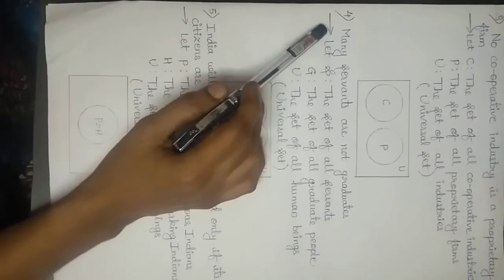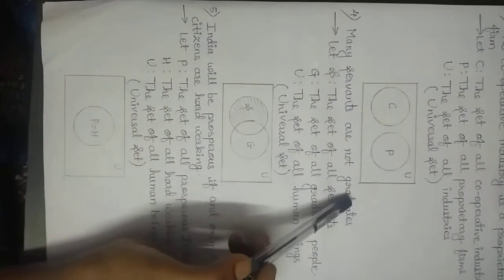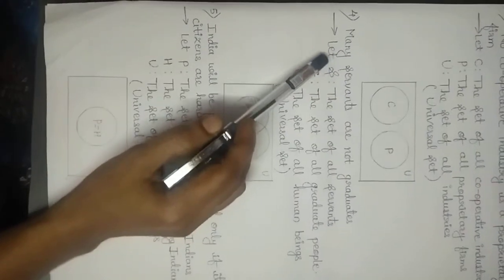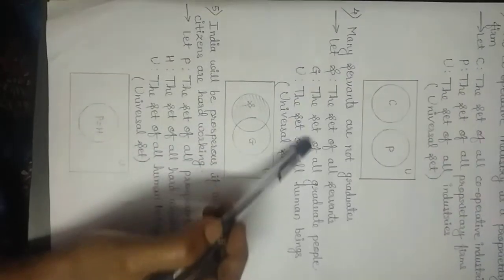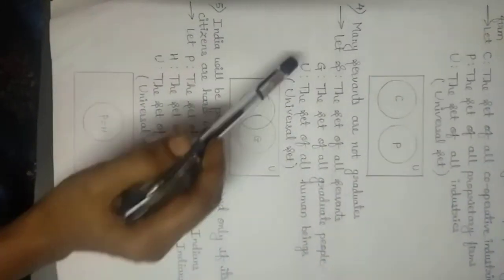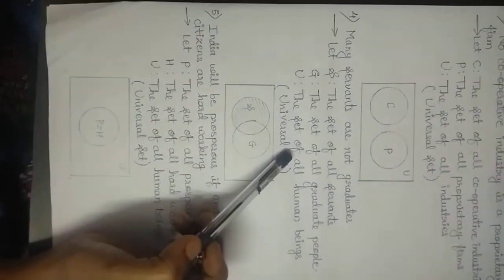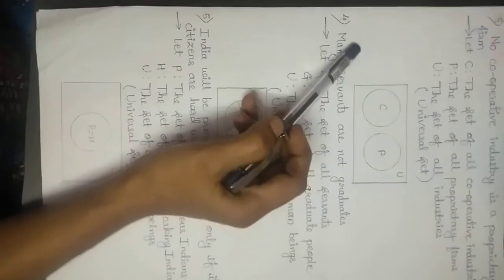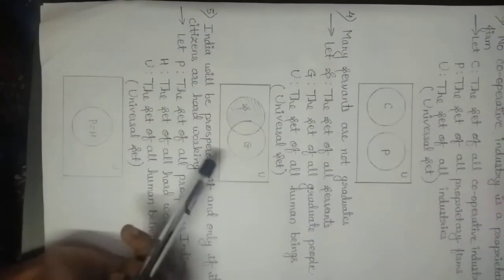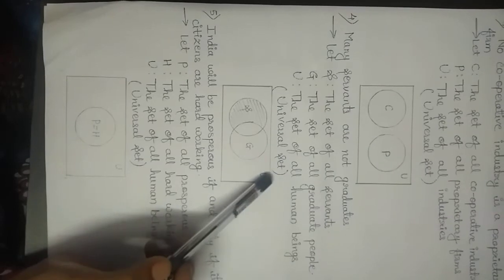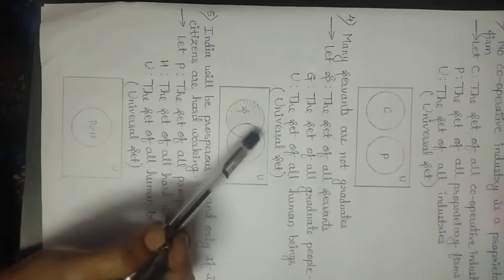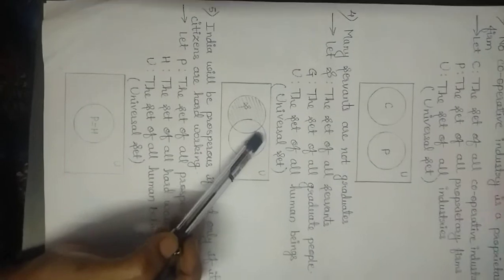Now 4, many servants are not graduates. Now let S be the set of all servants, G be the set of all graduate people, then U be the set of all human beings, that is universal set. Now here many is given. So first we will draw the rectangular box which is nothing but our universal set, and we will draw two joint circles like this. Similarly, when we draw the two joint circles for the case of some.